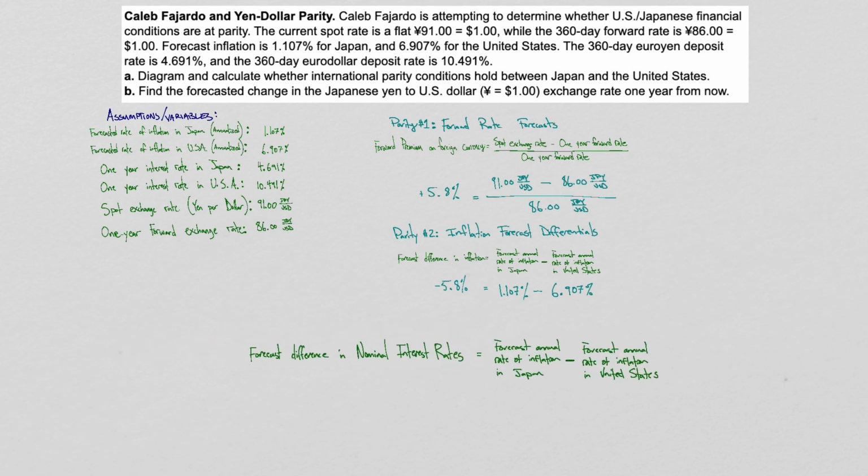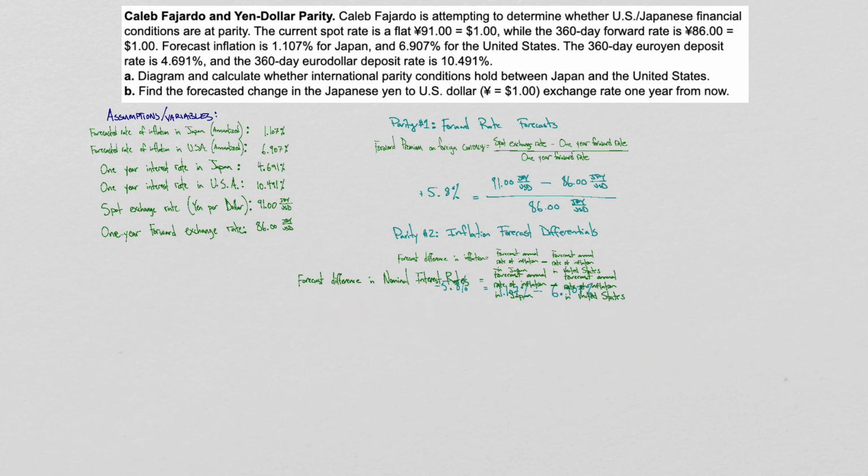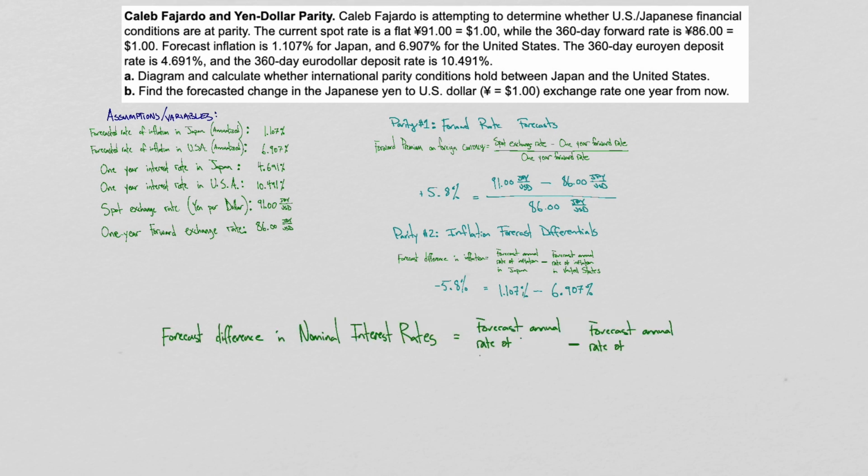That is nominal, meaning an interest rate that includes inflation plus some kind of real underlying rate of interest over and above inflation. And you'll see that the formula itself is very similar to what we were just looking at. We take the difference in forecasted annual interest rates, not inflation rates, but interest rates between the two countries. Here we're taking Japan's minus interest rates in the US.